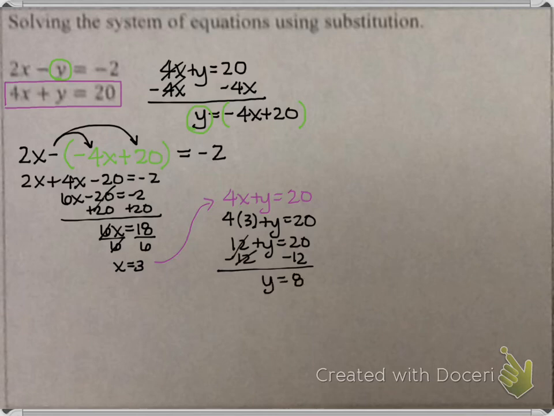Remember, you need to write your answer as a point. So our solution is going to be the x value we found, which was 3, comma the y value we found, which was 8.